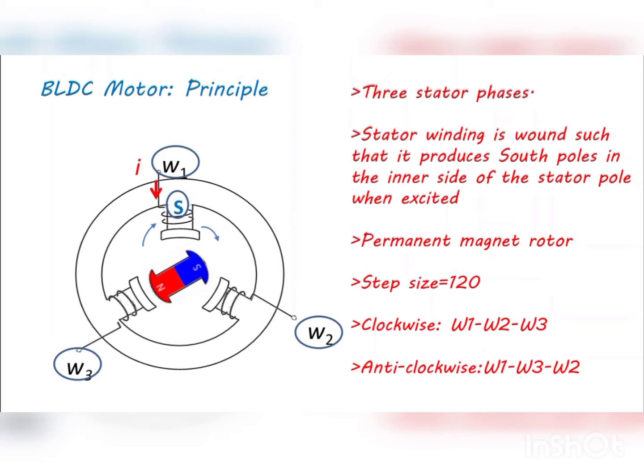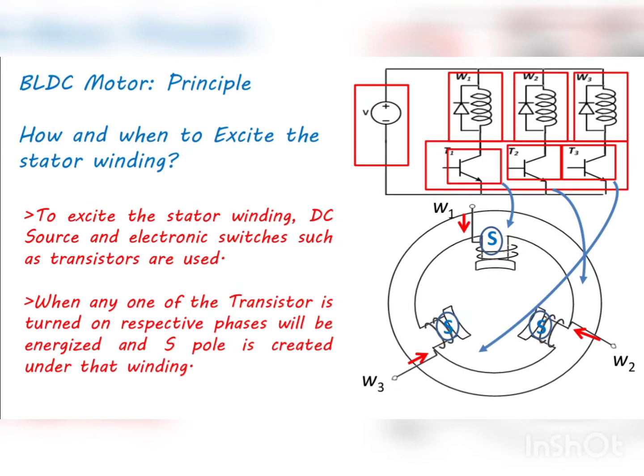revolution in the anticlockwise direction. To rotate the BLDC motor, two important aspects need to be understood. First, how and when to excite the winding. To excite the stator winding, a DC source and electronic switches such as transistors are used, as shown in the figure. An anti-parallel diode is connected to freewheel the energy stored in the stator inductor. When any one of the transistors is turned on, the respective phase winding will be energized and a pole is generated in that winding.